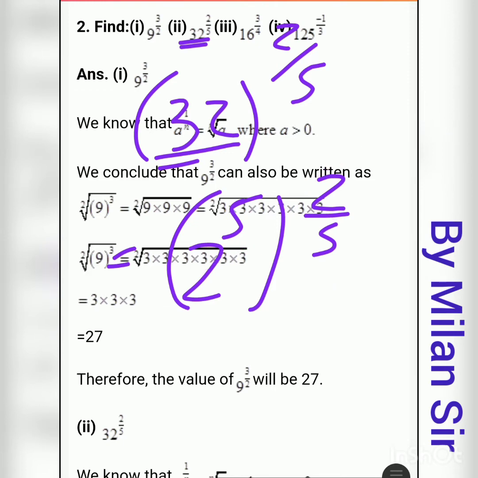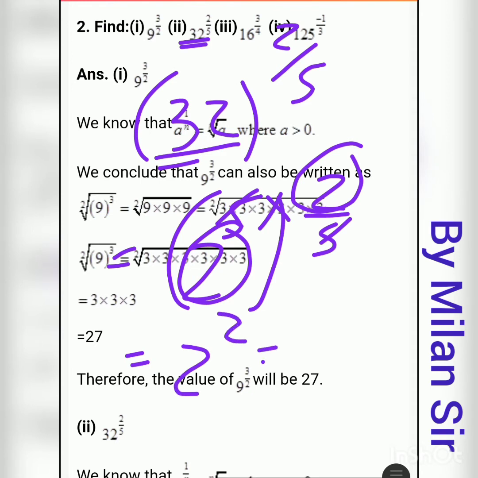So here 2 raised to 5, here the multiplication sign, 2 by 5. Now we can cut this 5 5. Here we have 2 and here we have 2, so 2 raised to 2. That means 2 squared, 2 2s are 4.